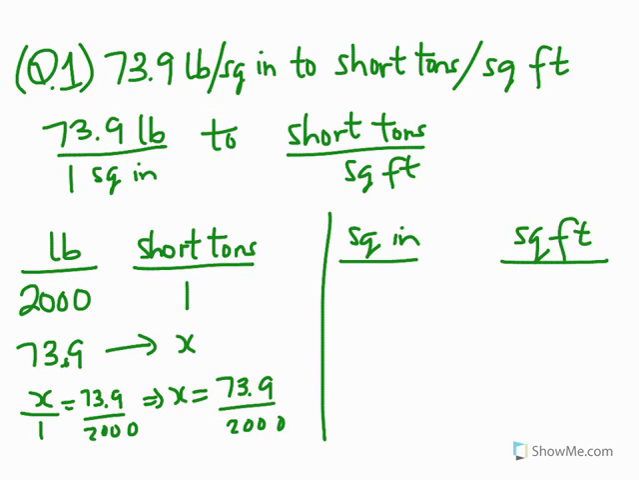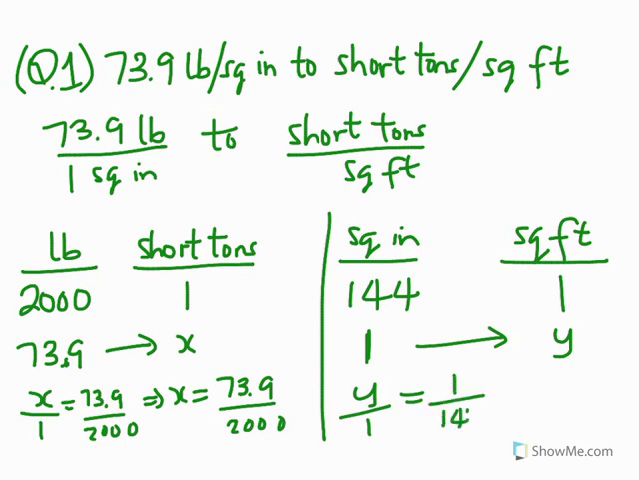Then I come over here, square inch and square feet. I see that 1 square feet is 144 square inch. So one square inch, let me call it y. Okay, so I have that my y over 1 is equal to 1 over 144. So this implies that my y is equal to 1 over 144.